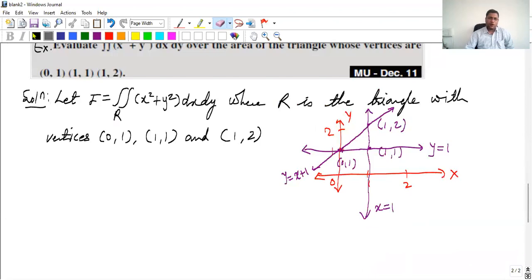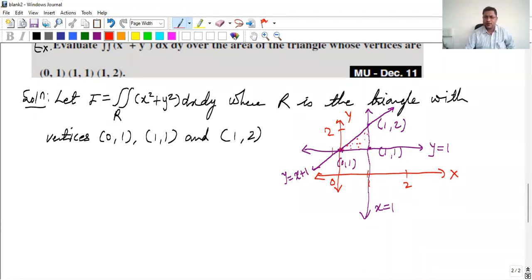Okay. Now, what is the area? So what is our area? The area or the region R is bounded by these 3 lines. So this is the region. Okay. We got.